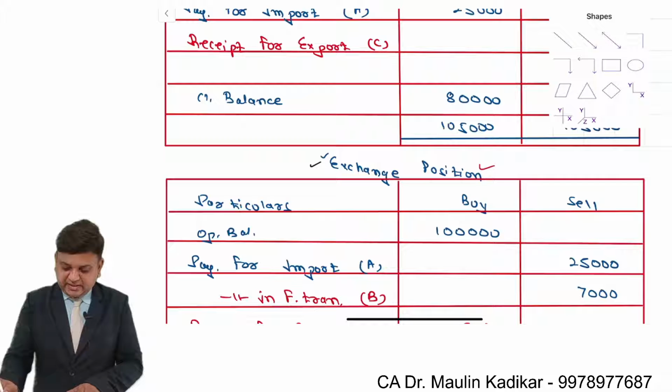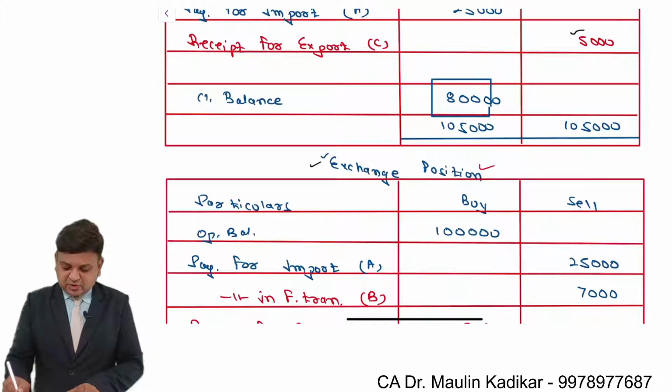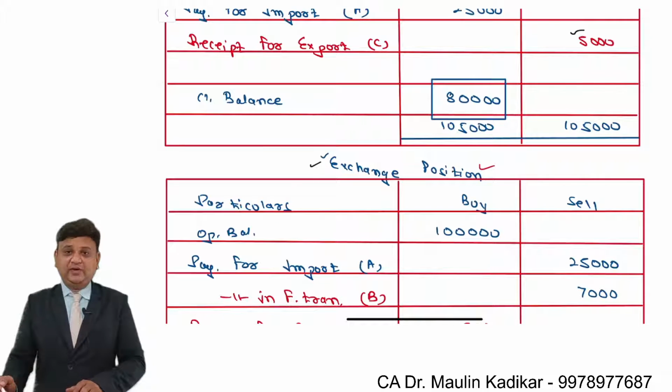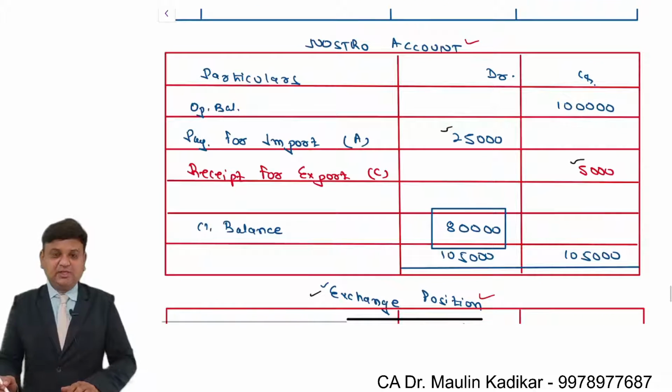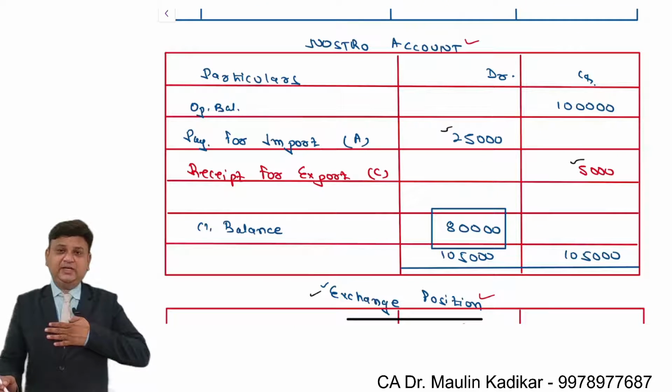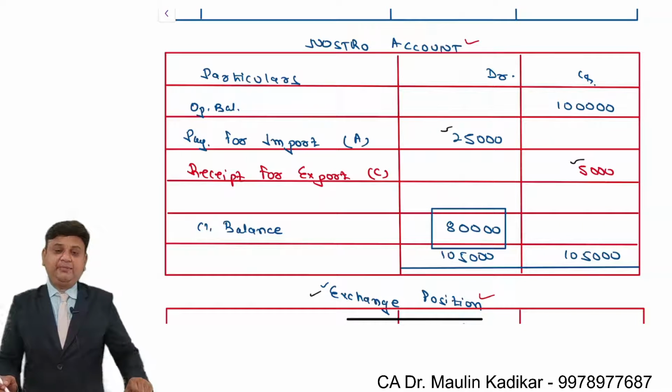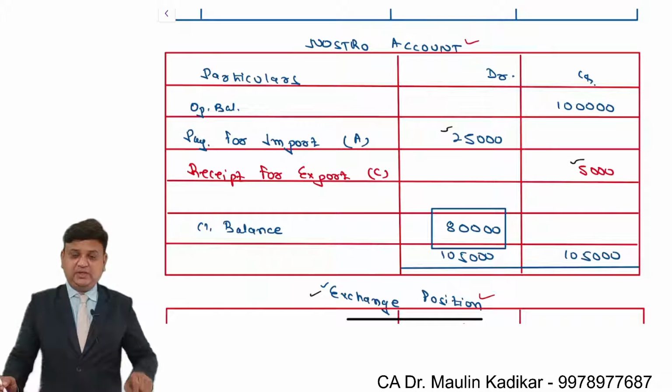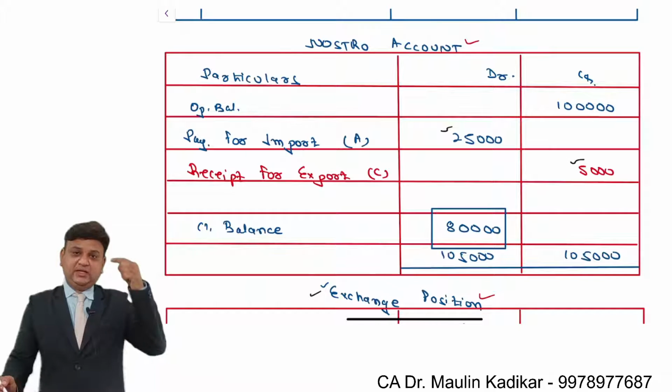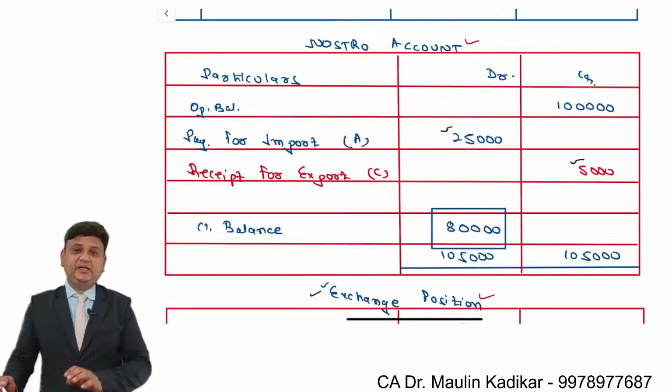The question is providing the information that the closing balance is required 85,000. For that, what is it required to do? State Bank of India is required to purchase $5,000 spot. By purchasing $5,000 in spot, the credit balance will increase from 80,000 to 85,000, and so the exchange position will also increase by 5,000.